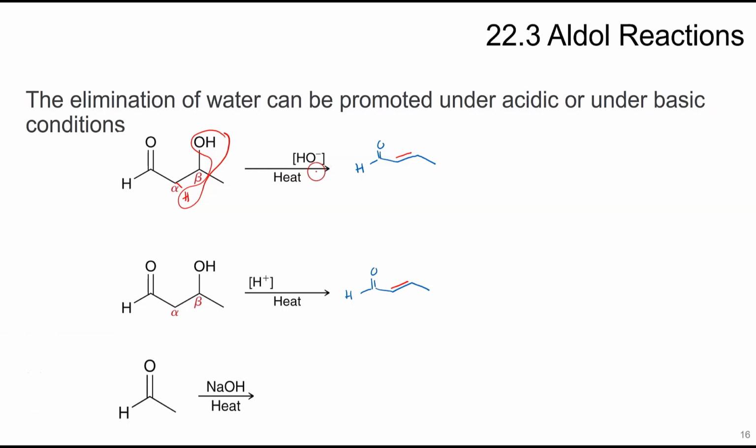So under basic conditions, the base can grab the proton, and then OH can act as a leaving group. Typically OH is a bad leaving group, but if you're doing it in sodium hydroxide, that's an okay leaving group. And under acidic conditions, the OH will get protonated, and then that will leave as water with the elimination of this alpha proton here.